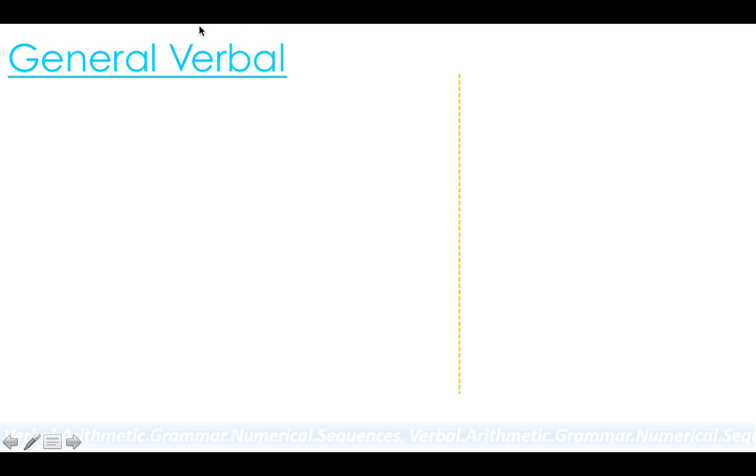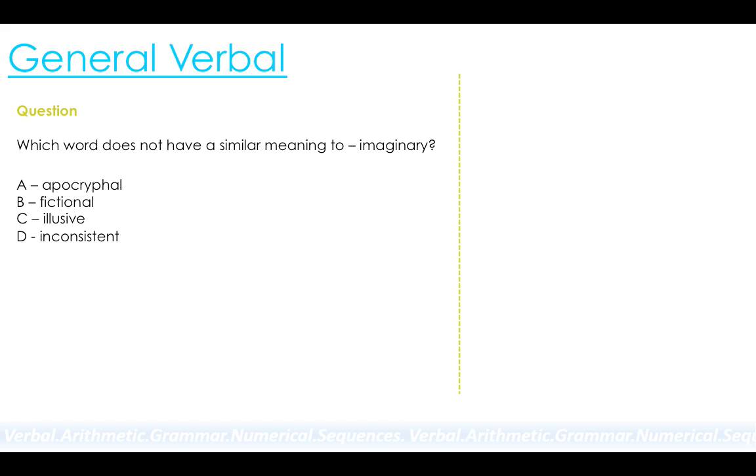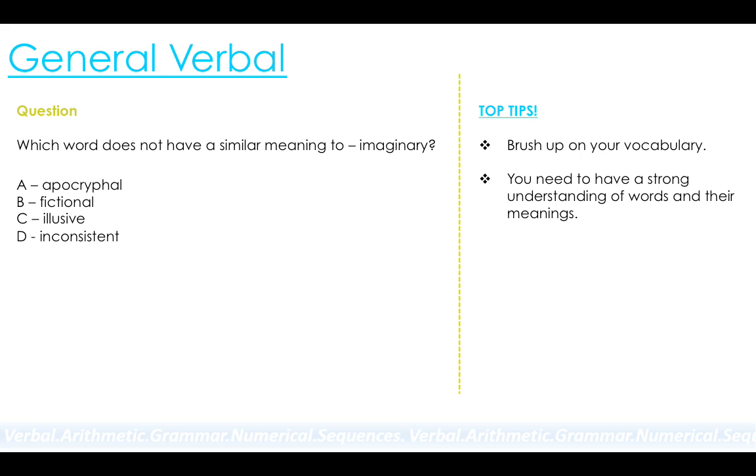Okay, so let's move on to a different type of question. We've got general verbal, and the question asks you which word does not have a similar meaning to imaginary. This requires you to understand the meanings of different words. It will be best if you brush up on your vocabulary, and you need to have a strong understanding of what words mean in order to answer this type of question. Here we've got apocryphal, fictional, elusive, inconsistent. If you have a good vocabulary, you should know that the word that does not have a similar meaning to imaginary would be D, inconsistent, because imaginary is obviously something that's fictional or is imagined, which these three words here are all synonyms of imaginary.